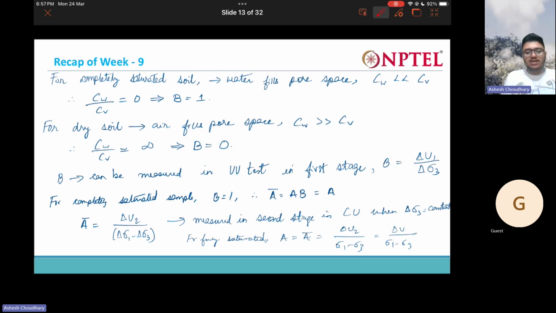Now B can be measured in the CU test in the first stage, as I discussed in the initial slide itself. B is nothing but delta u1 by delta sigma 3. For a completely saturated sample, B is equal to 1, that is, A bar is equal to AB, which is equal to A. Now, what is A bar? A bar is nothing but delta u2 by (delta sigma 1 minus delta sigma 3), in the second stage of the CU test where sigma 3 is constant. For fully saturated soil, A equals A bar, so A is equal to delta u divided by (sigma 1 minus sigma 3).